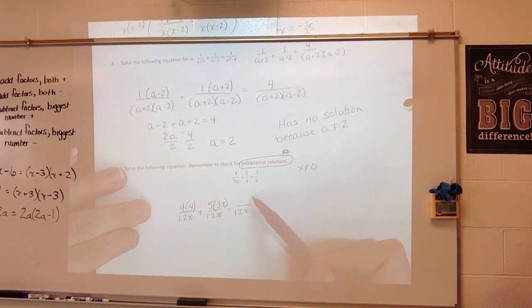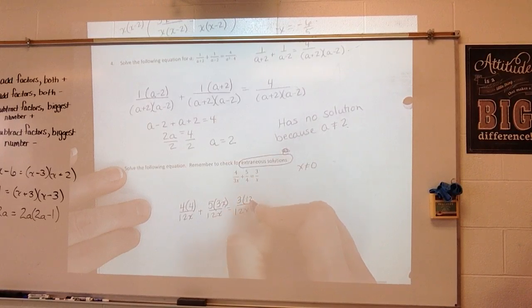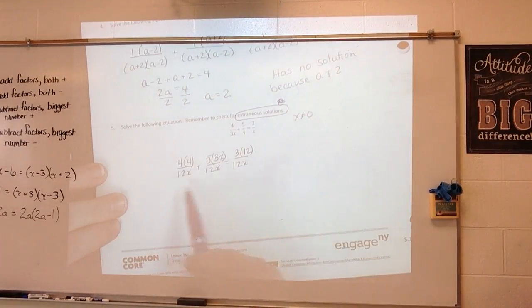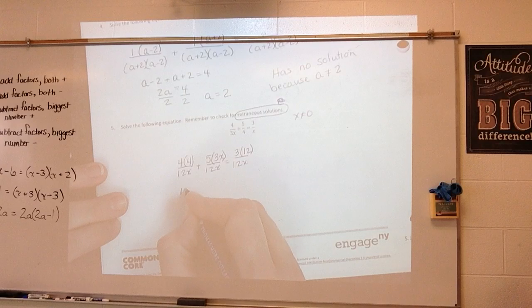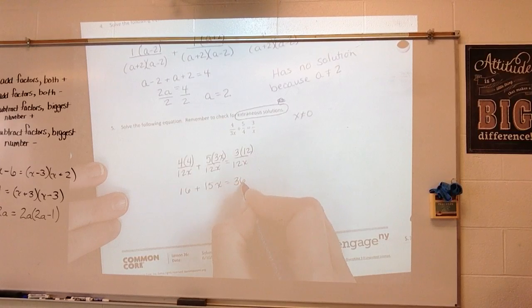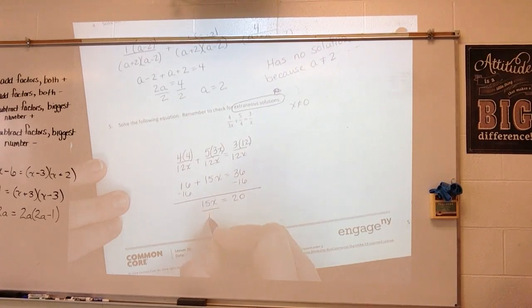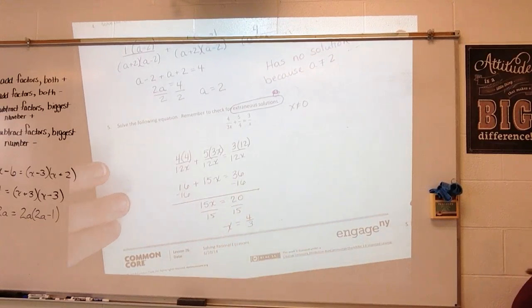Now I have the x here, but I don't have the 12. So I need to multiply the 3 times the 12. So because I have like denominators, I can go ahead and multiply through. So I have 16 plus 15x is equal to 36. Go ahead and subtract. So 15x is equal to 20. Alright, divide by 15. So x would be equal to 4/3. So it's valid because the only thing that x cannot equal is 0.